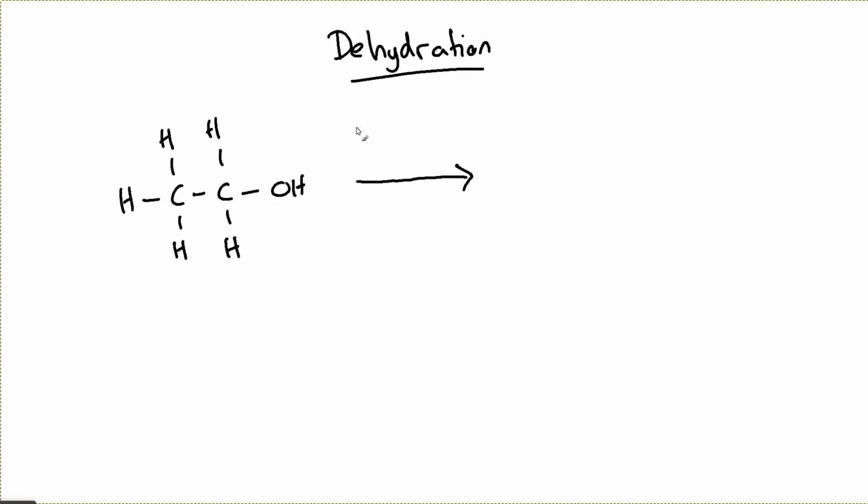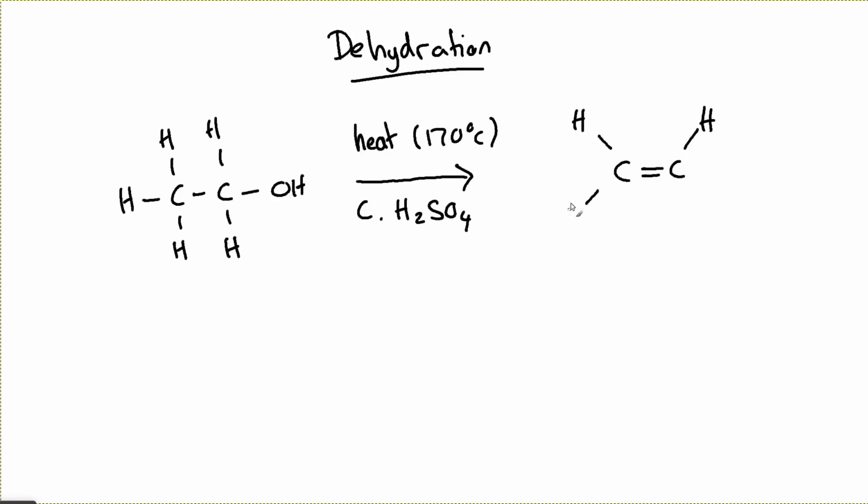Now to do that, the reaction conditions: we're going to need to heat the reaction mixture, probably to about 170 degrees Celsius, and we're going to need to use a concentrated acid catalyst. Again, concentrated sulfuric acid, for example. And if we do that, what we will produce is an alkene molecule and a water molecule. And there we are.